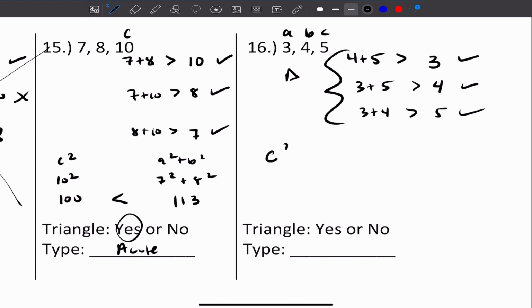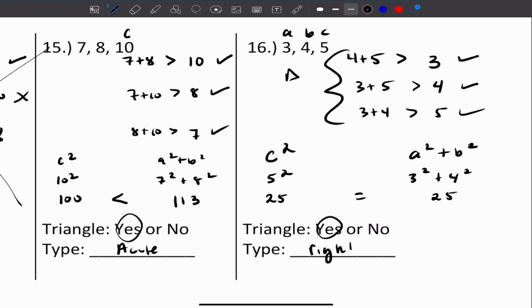So C squared, A squared plus B squared. You have 5 squared, and then you have 3 squared plus 4 squared. 5 squared is 25, 3 squared plus 4 squared is 25. So the left hand side is equal to the right hand side. So this is a right triangle.